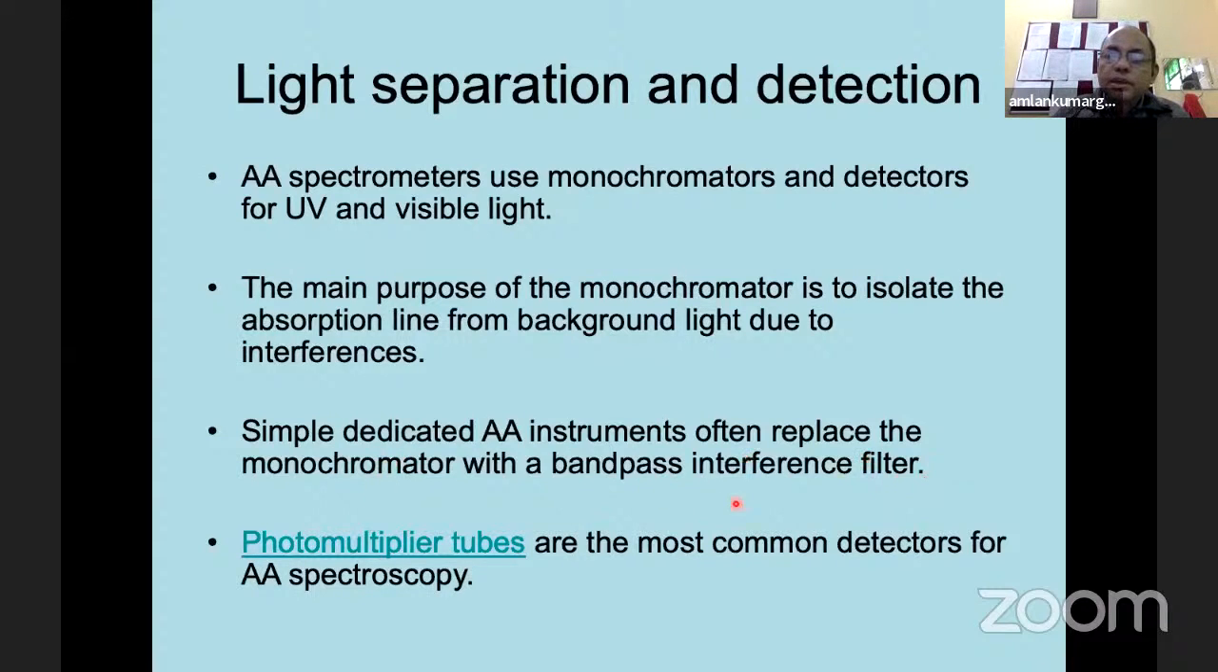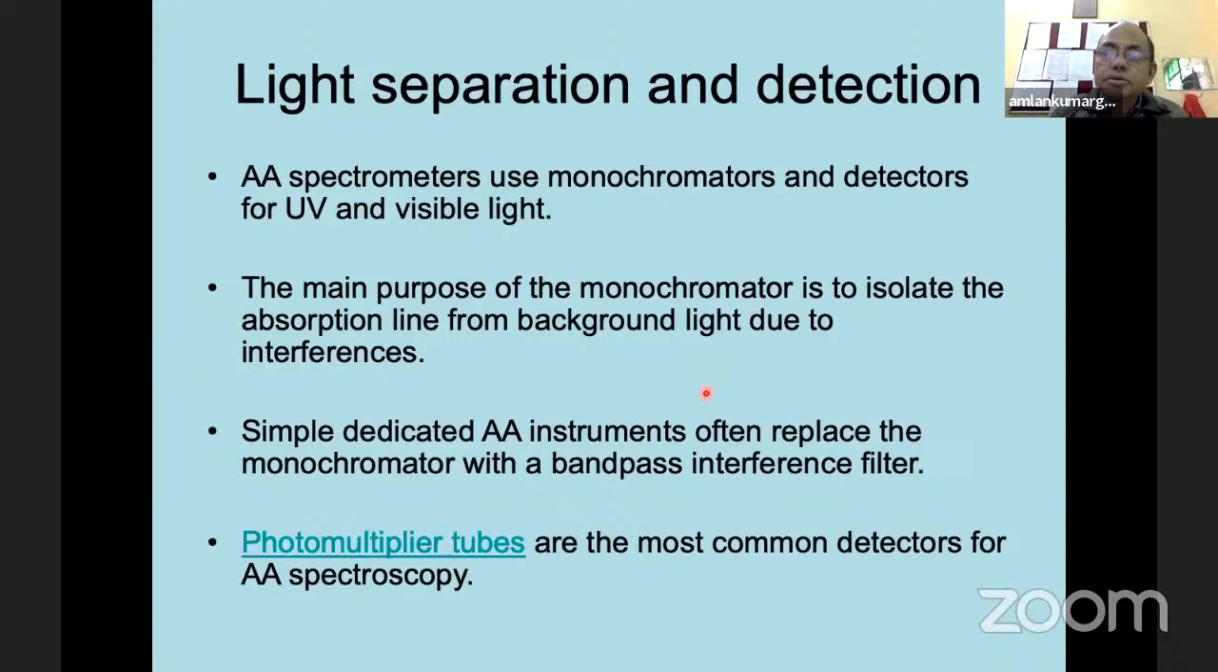You can use interference filters also. You can use monochromators also. So that with that, suppose you want to have a 320 nanometers light. You have a monochromator which will allow light of 320 nanometers to pass through. You can do that by using a bandpass interference filter also.